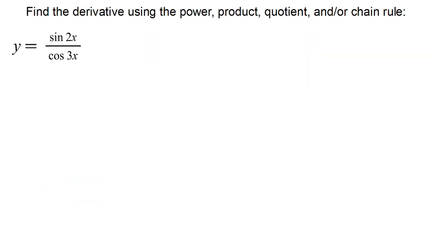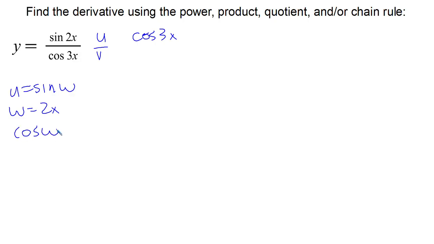All right, we've got 2 more to go. So this one here is a quotient rule problem, u over v. So we'll start with v times the derivative of u. Well, if u is sine 2x, then we could call that the sine of w, where w is 2x, and to find that derivative, we would do cosine w times 2. So du will be 2 cosine w, or 2 cosine 2x.